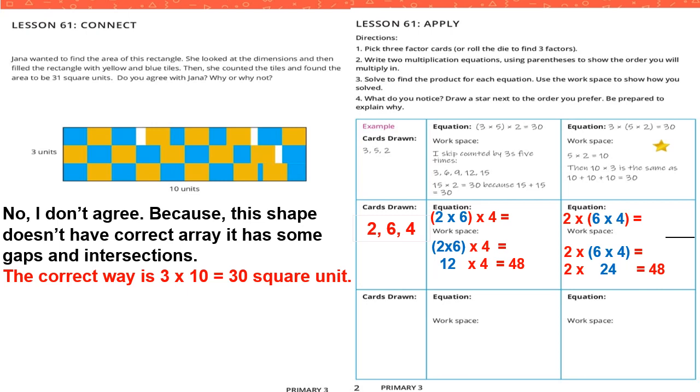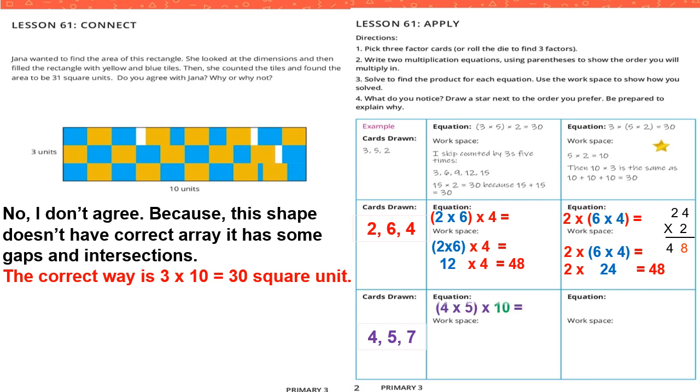We studied how to multiply a 2-digit number by a 1-digit number. We will put them vertically like this: 2 times 24, or 24 times 2. Then we will multiply 2 times 4, 8. 2 times 2, 4. So the total equals 48. Okay? The second card, 4, 5, and 10.